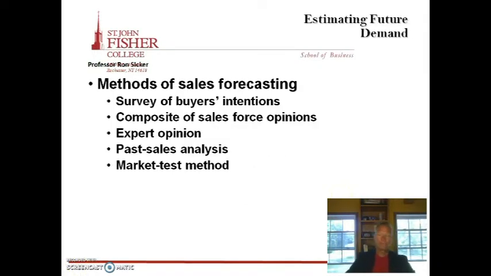So, methods of sales forecasting: survey methods. There's a composite method where you take a look at all of the different sales and trends in the industry, and you go out and you gather a whole bunch of data. You can look at expert opinions. A lot of times you'll look at a professor that knows a lot about that particular industry, or somebody that knows a lot about a particular industry, and they can help you with your forecast. You could do a market test, like a pre-launch in a particular area, to see what the demand is for that, or you could look at past sales analysis.